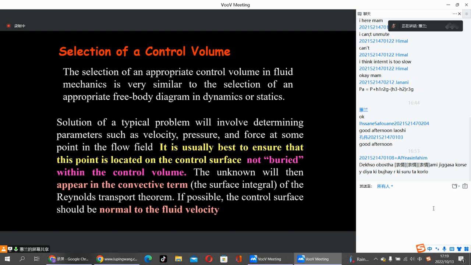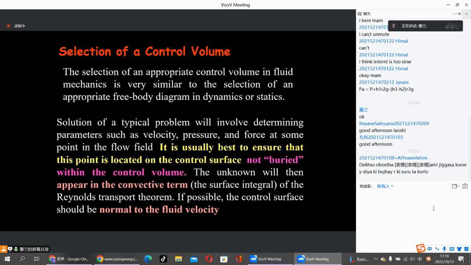Generally speaking, it will be good to ensure that this point is located on the control surface. We know the control surface is actually the boundary of the control volume, not buried within the control volume. Okay, so the unknown, the values we want to find out, will then appear in the convective term.